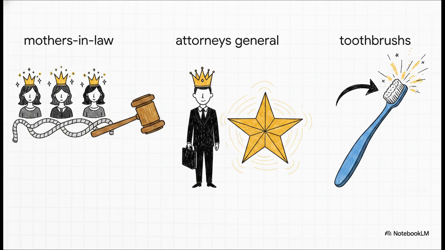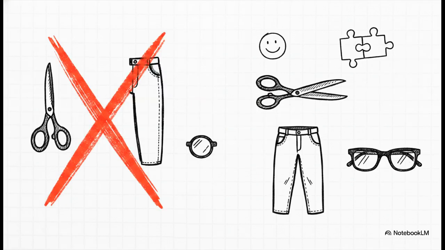For spaced words, it's the exact same thing. Attorneys general. The attorney is the noun, general is just describing the type. But for solid compounds that are mashed into a single word, like toothbrushes, you generally just pluralize the very end. And then we have pluralia tantum, which literally translates to plural only. We're talking about words like scissors, trousers, and glasses.